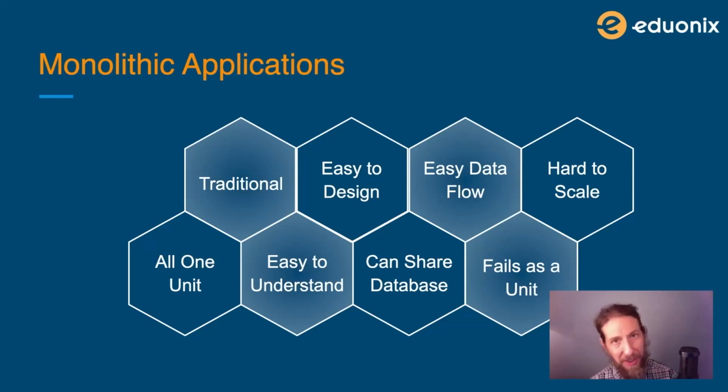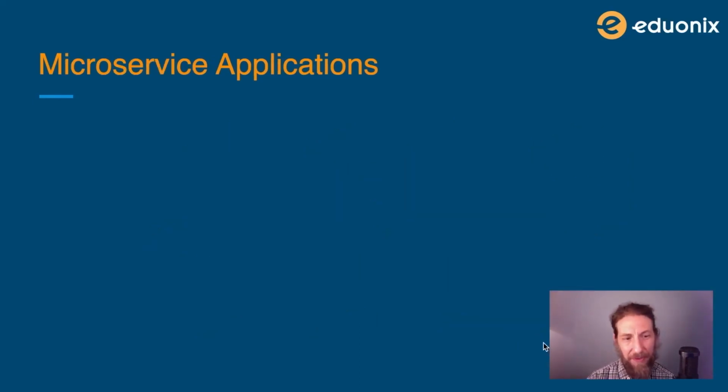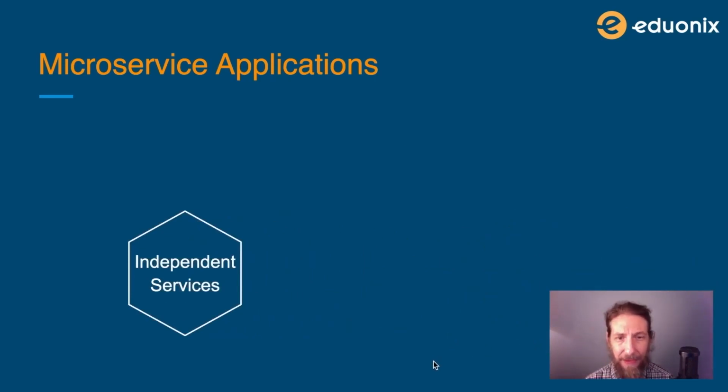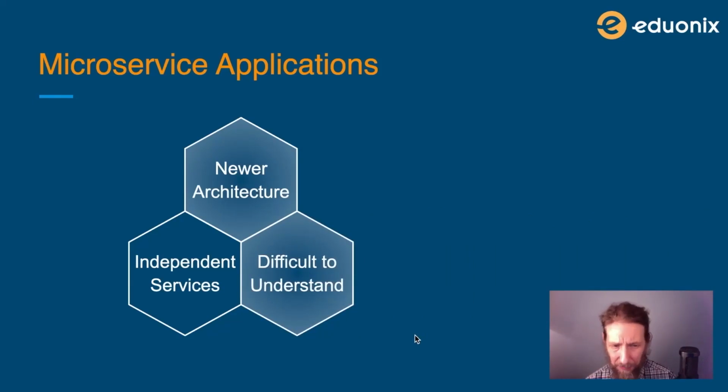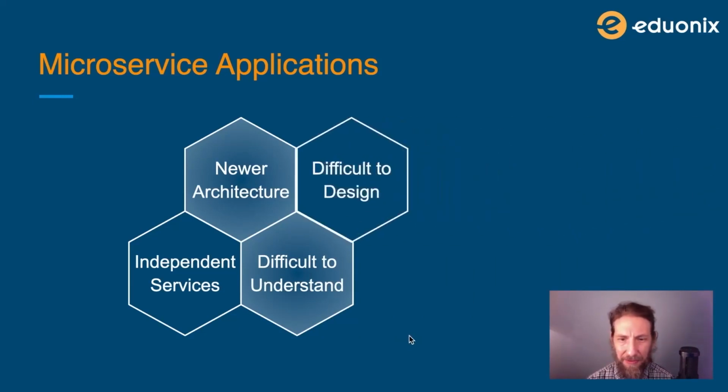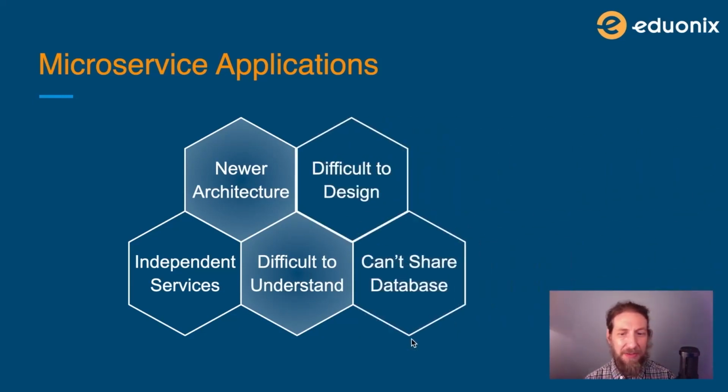Now, microservice applications, on the other hand, they're built out of independent services. This architecture was adopted around 2011, and the architecture does make it more difficult to understand what's going on in your application and more difficult to design. That's because they do not share databases or logic or middleware services. They are completely separate applications on that microservice level that work together to form the overall application.